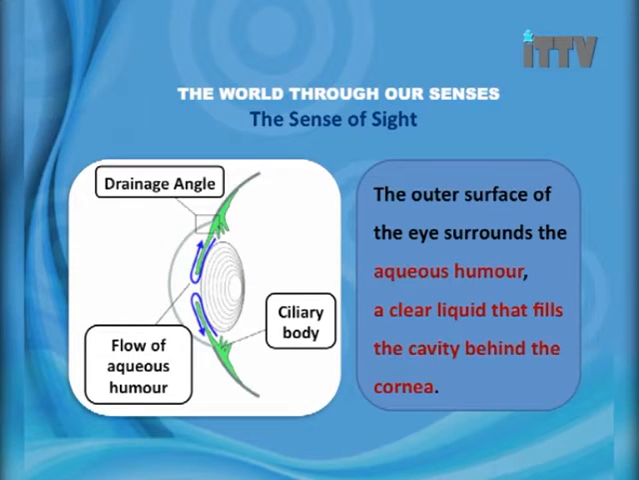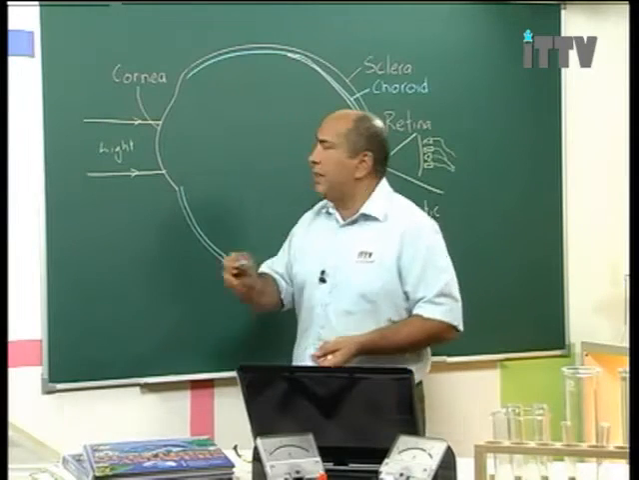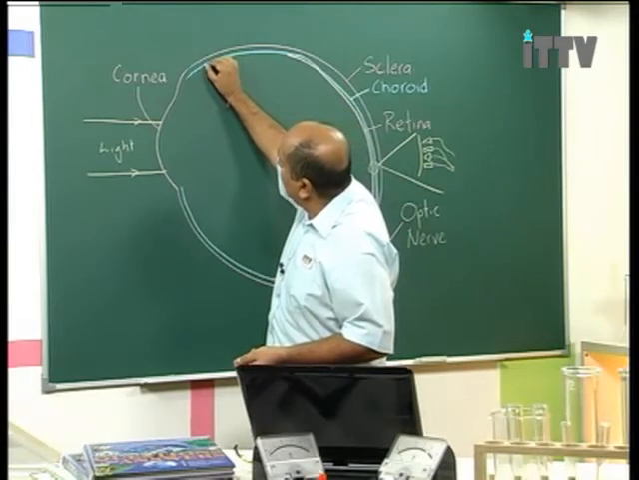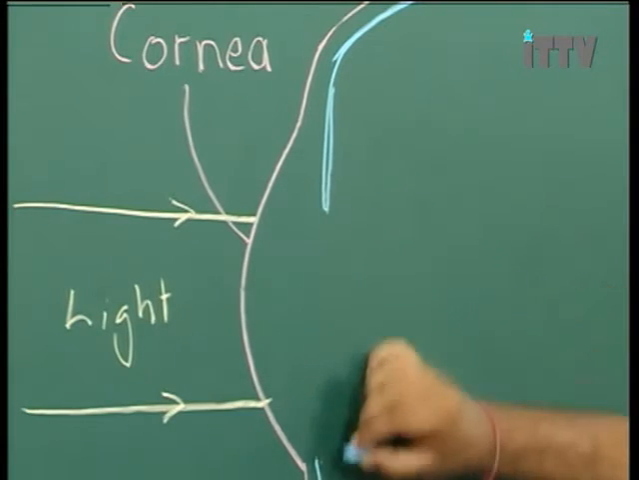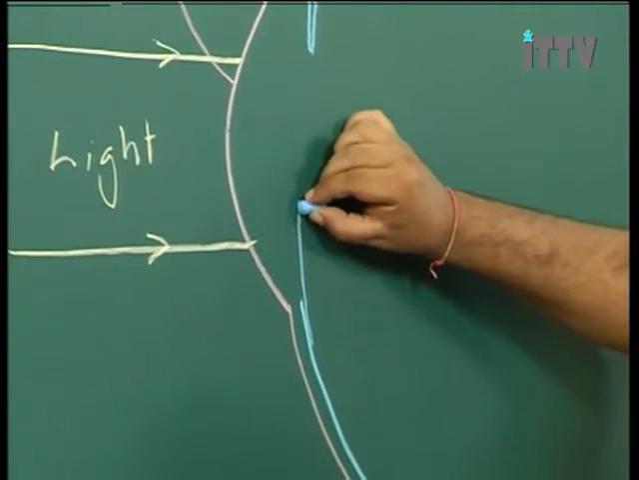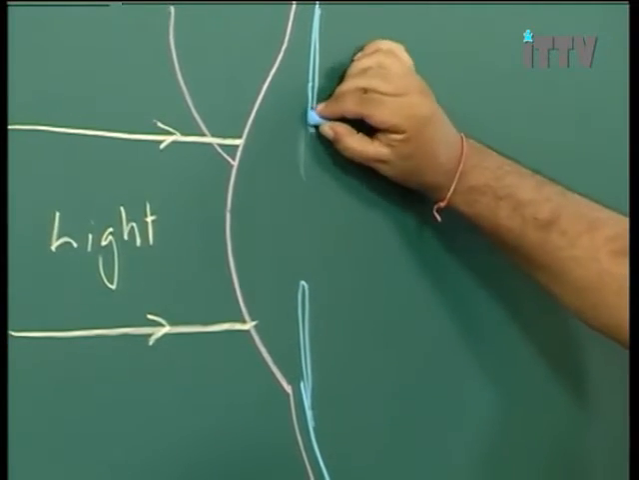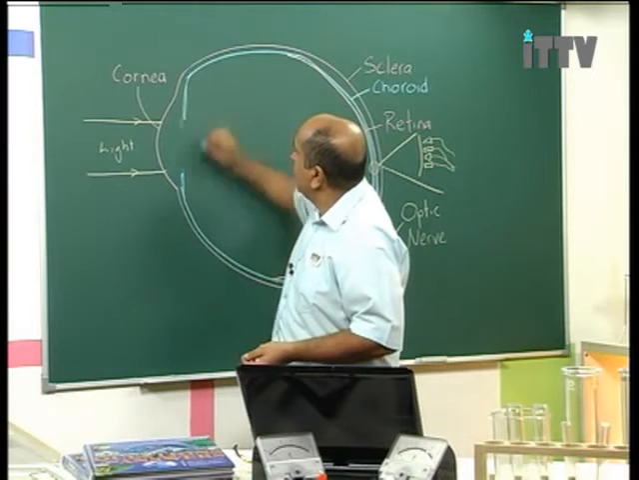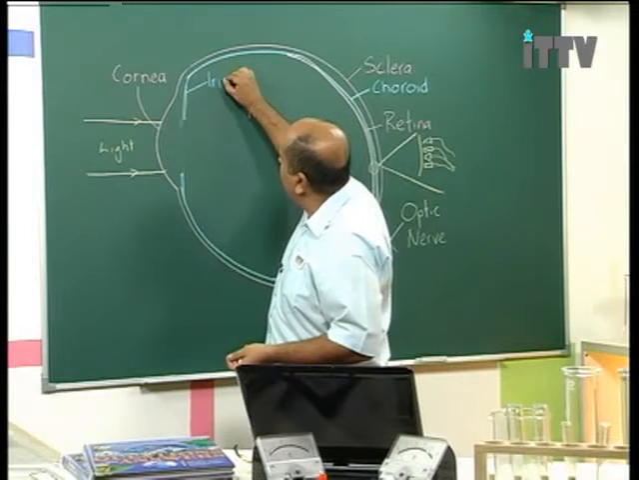The outer surface of the eye surrounds the aqueous humor, a clear liquid that fills the cavity behind the cornea. So just over here we have an empty space. So let me just complete the eye a little bit here. Here we have the choroid, and now the choroid comes down here like so, and from the bottom it also grows up a little bit like so. Okay, I'll just extend this side a little bit to make it a little even. There we go, and allow our light to get in like so. There we go. This is basically what we call the iris.